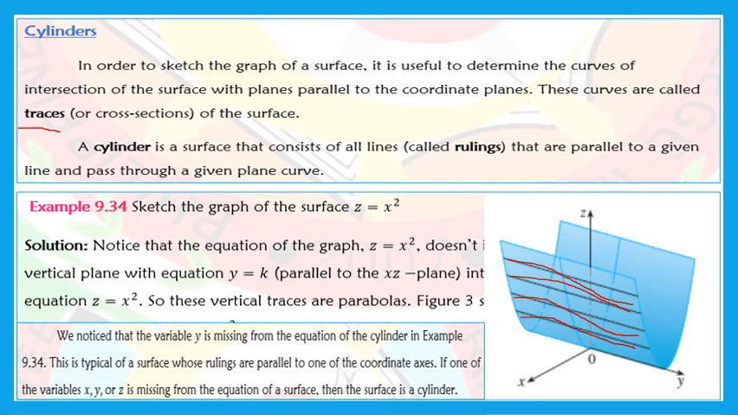We notice that the variable y is missing from the equation of the cylinder in example 9.34. This is typical of a surface whose rulings are parallel to one of the coordinate axes. If one of the variables x, y, or z is missing from the equation of a surface, then the surface is a cylinder.